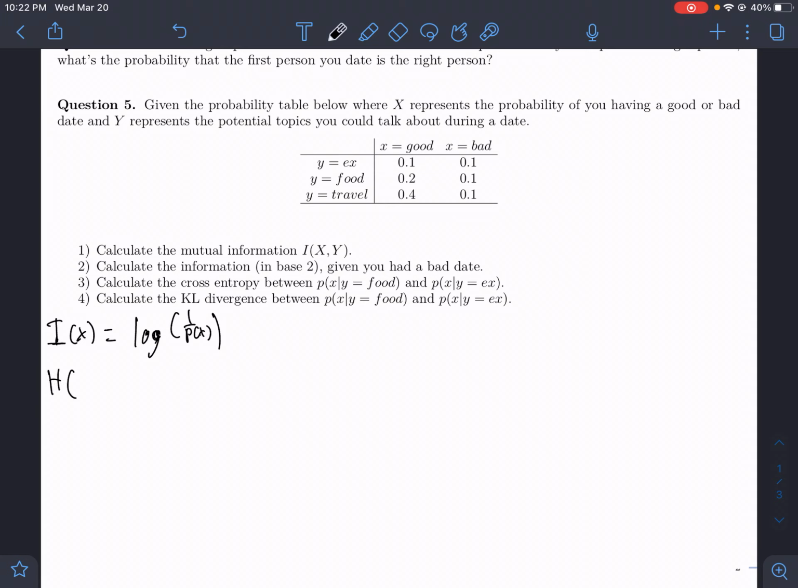Entropy we define with the H of x, because physics beat us to E, so we can't use that. And entropy is just the expected information of an event. So it's E of I of x. Now, hopefully you know the formula for expected values at this point. But if you don't, I'm going to write out the whole thing just in case.